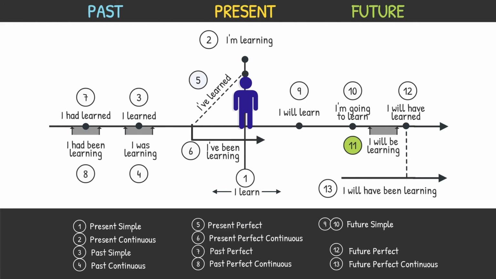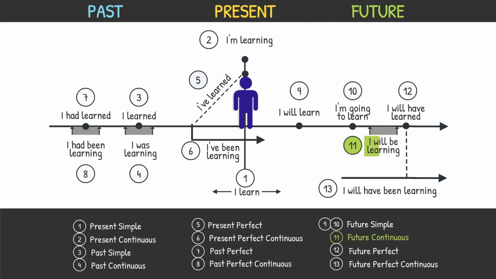You may already recognize this as the present continuous, or number 2 on your diagram. And we use the present continuous with a future reference point to talk about a fixed arrangement in the future, or something which is 100%. Now let's move on to number 11.